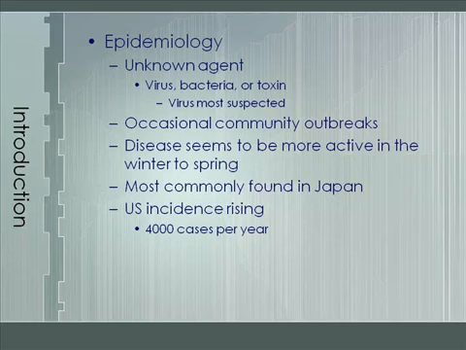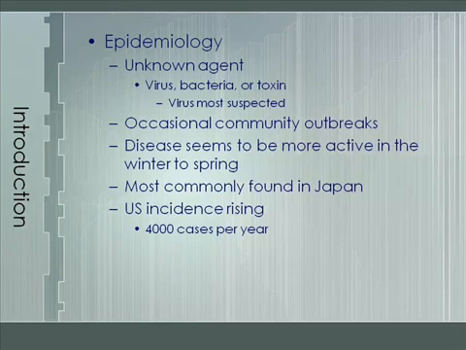The most incredible point about Kawasaki disease is that its causative agent is completely unknown. There has been intense speculation as to its cause. Right now, it seems that the causative agent has been narrowed down to a virus, bacteria, or toxin. Presently, the virus hypothesis has the most backing. Kawasaki disease seems to be the most active in the winter to spring seasons.